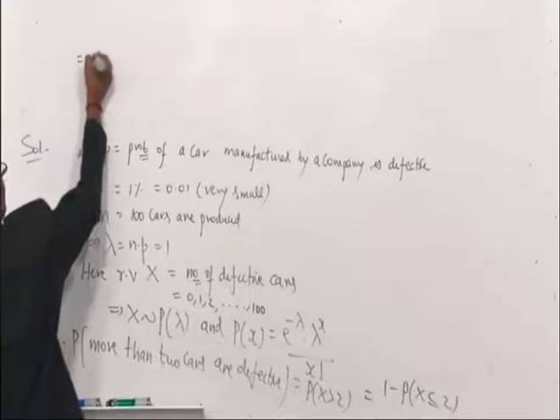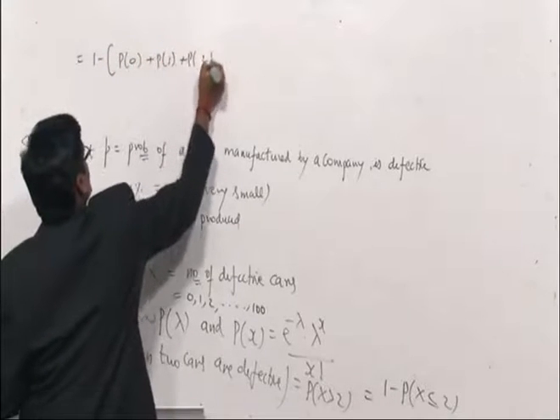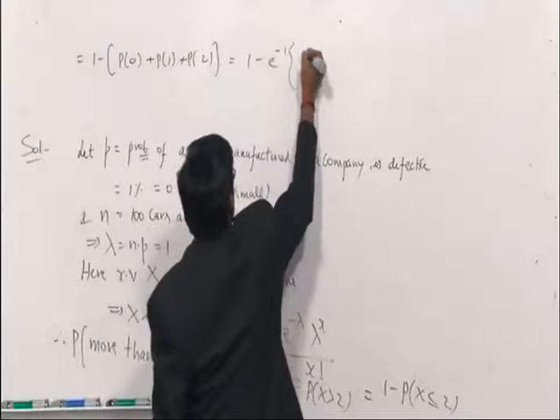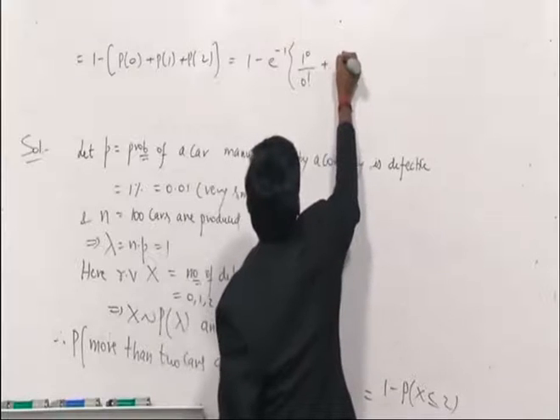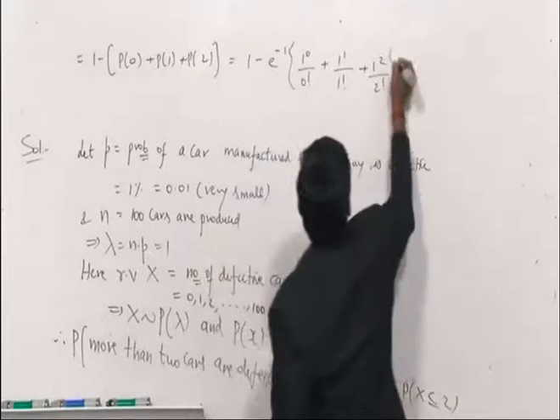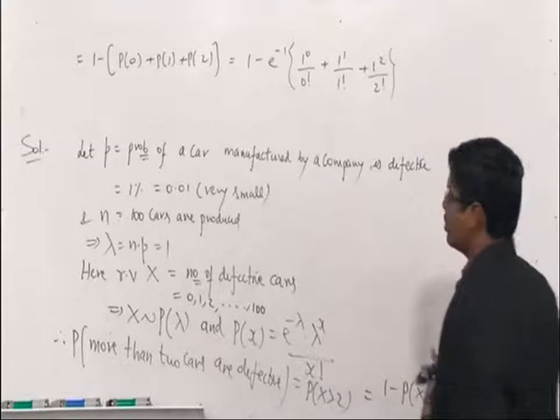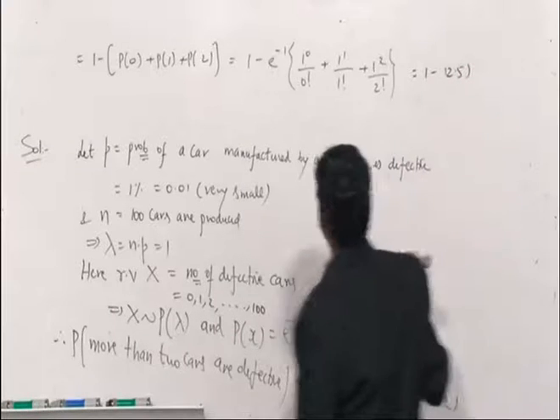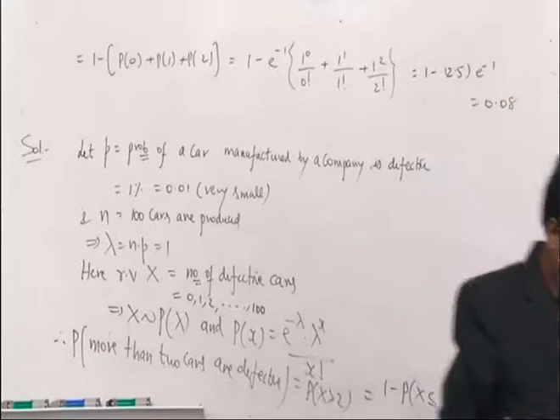So this is 1 minus, P of 0 plus P of 1 plus P of 2. Substituting, e power minus lambda, e power minus 1 into: for P of 0, 1 power 0 by 0 factorial, lambda is equal to 1; for x value 1, 1 power 1 by 1 factorial; 1 squared by 2 factorial. That is 1 plus 1 plus 1 by 2, that is 5 by 2, so 1 minus 2.5 e power minus 1, which simplifies to 0.08. You calculate.